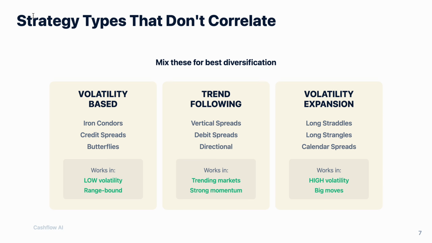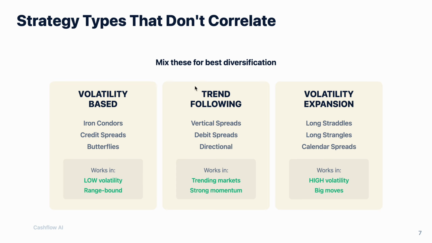Now, strategy types that don't correlate, okay? These are ones that you want to mix together for really good diversification. So there are certain ones like volatility-based strategies, ones like iron condors, ones like credit spreads, or butterflies, right? These ones tend to work really well in low volatility or range-bound markets, right?